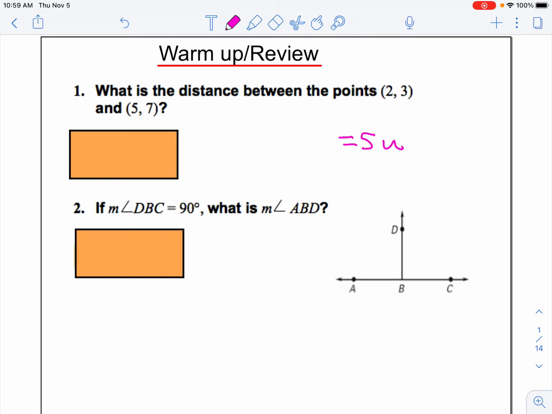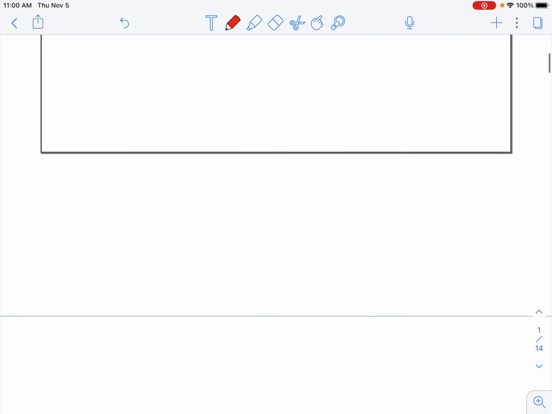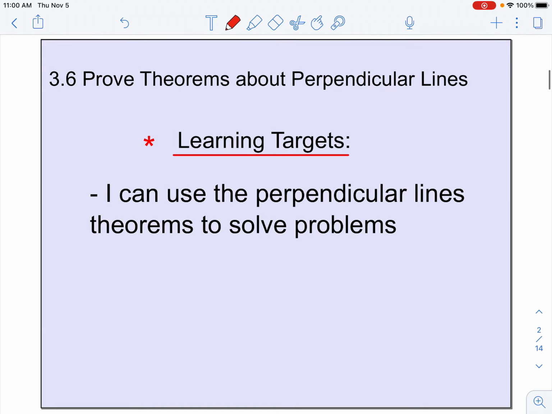For question number 2, the correct answer should be 90 degrees for angle ABD. Again, that is simply because the other angle, DBC, is also 90 degrees, so because they form a linear pair, that has to be true. So we are going to use perpendicular lines theorems to solve problems.